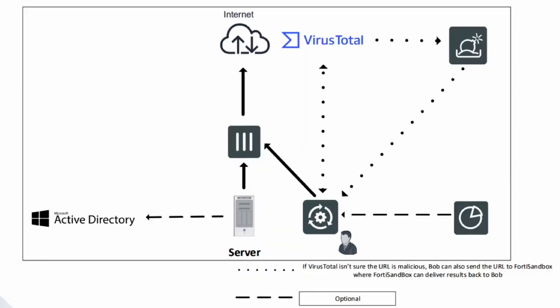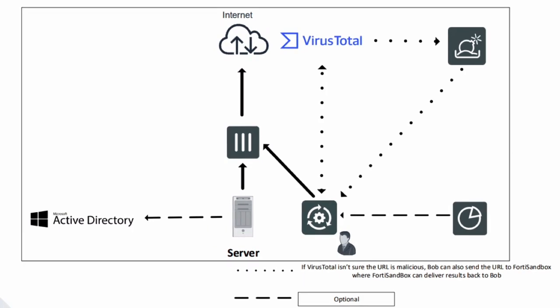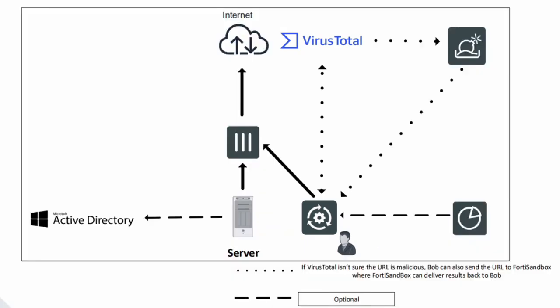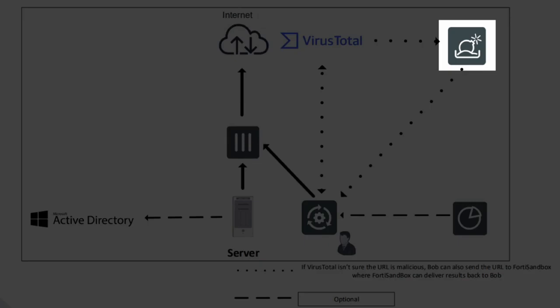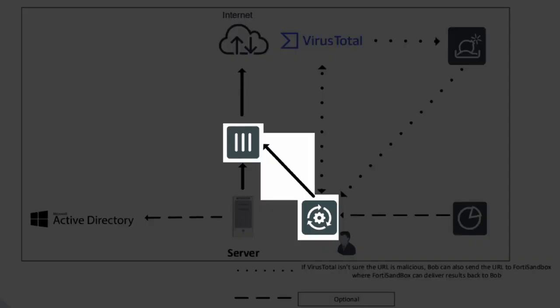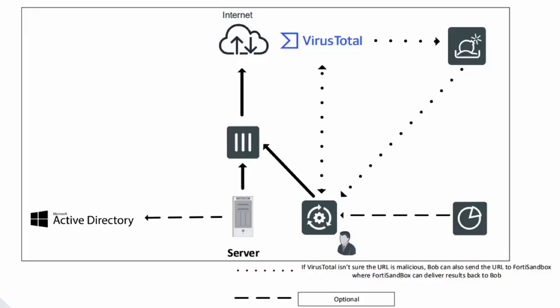To speed up the process, he's using a playbook in FortiSOAR, where FortiSOAR will send that suspicious URL first to VirusTotal to see if it comes back with a definitive result. If not, it will then send to FortiSandbox for further investigation. If the suspicious URL is malicious, FortiSOAR will then send a request to FortiGate, Fortinet's next generation firewall, to block the URL automatically and create associated records in FortiSOAR.